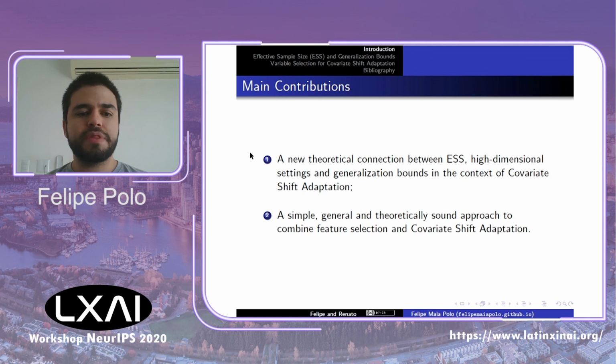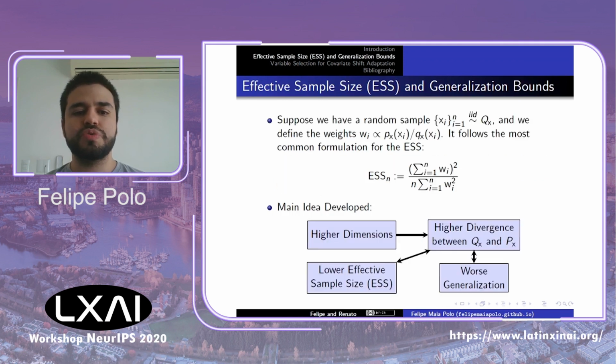So assuming the weighting function we use is proportional to a density ratio P over Q, then we can show the following relationships, and also assuming this formulation for the effective sample size. So our main idea is that higher dimensions lead to a higher divergence between Q and P, which is equivalent to a lower effective sample size and a worse generalization. So in our paper, we showed that those relations are valid under some conditions.